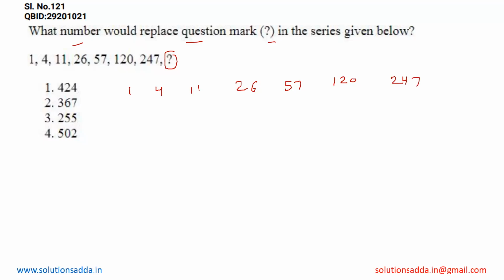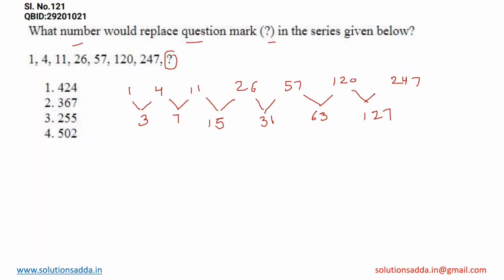In order to solve this question, let's find the difference between these values. The difference between 4 and 1 is 3. 11 and 4 difference is 7. The difference of 26 and 11 would be 15. The difference of 57 and 26 would be 31. The difference between 120 and 57 would be 63. The difference between 247 and 120 would be 127.